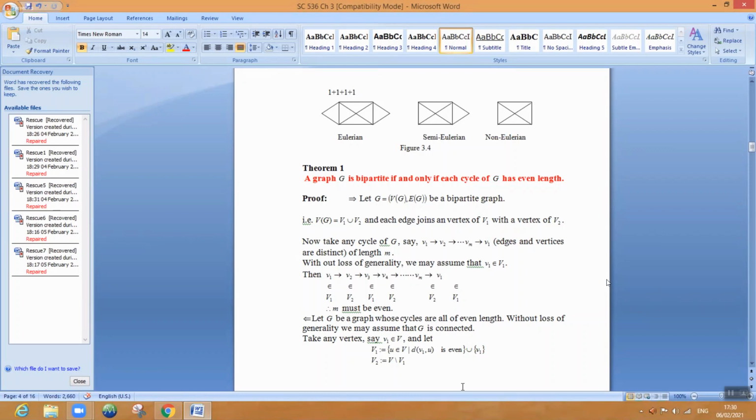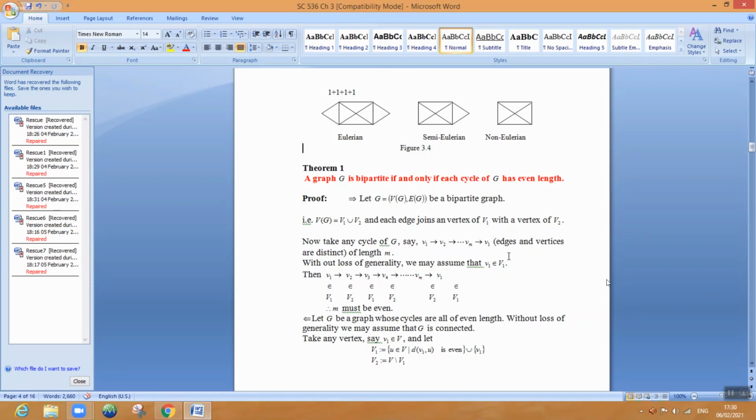So now we assume that the graph is bipartite. Now we are going to say that every cycle has even length. Since it is bipartite, we have the vertex set V divided into two parts, capital V1 and V2. Now we take any cycle. We have to show that its length is even. We take the cycle v1 goes to v2, v2 goes to v3, v3 goes to v4, like that up to vm, and finally the cycle closes, so the starting and ending vertex should be the same. So we write the cycle like this.